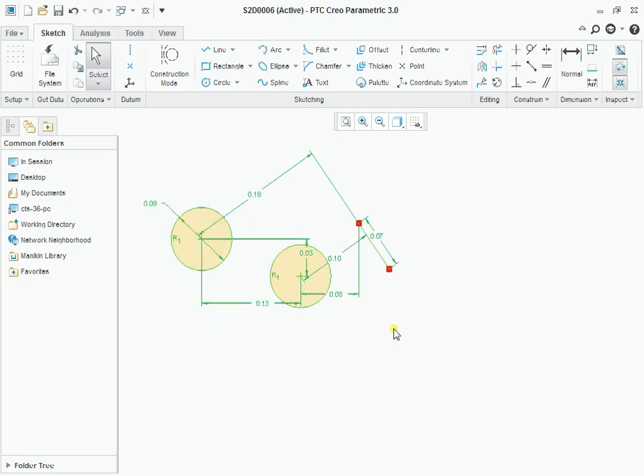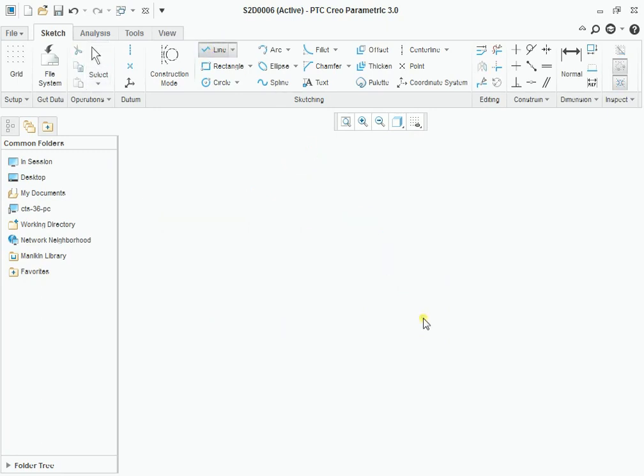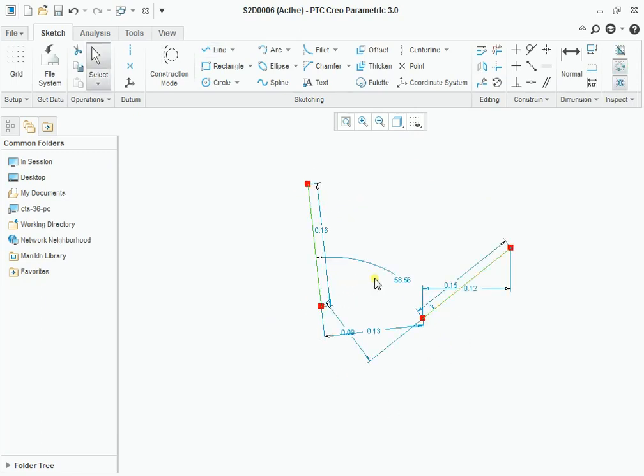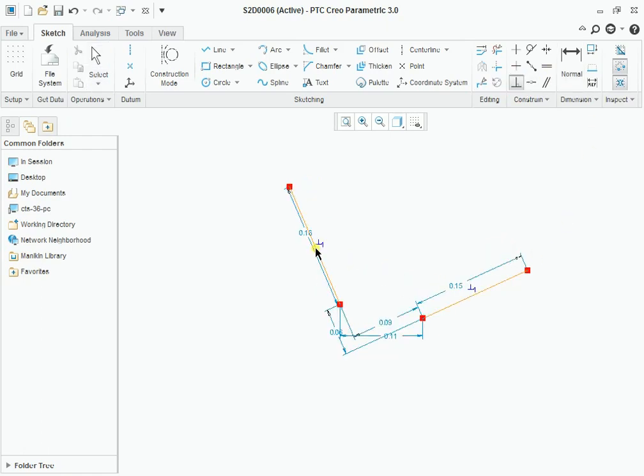The next one is perpendicular constraint. This is used to make the entities perpendicular. So select the entities. Now these two have a perpendicular relation.